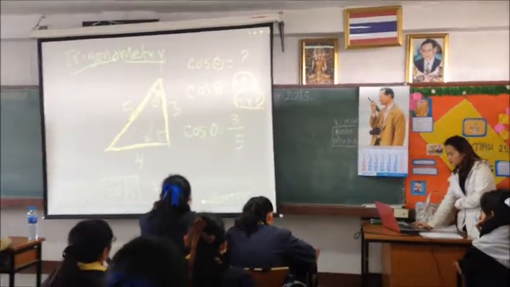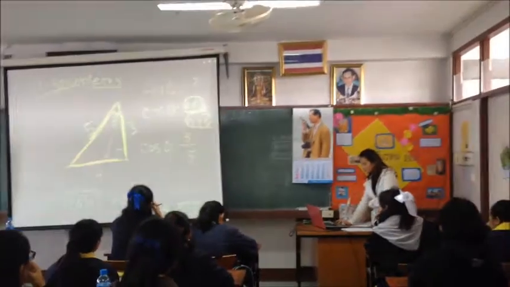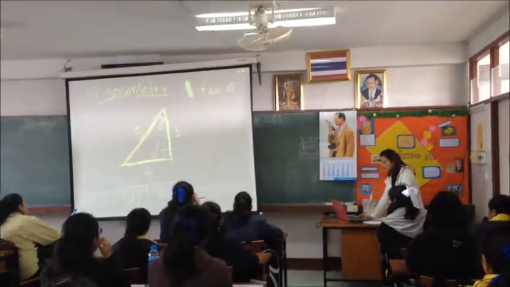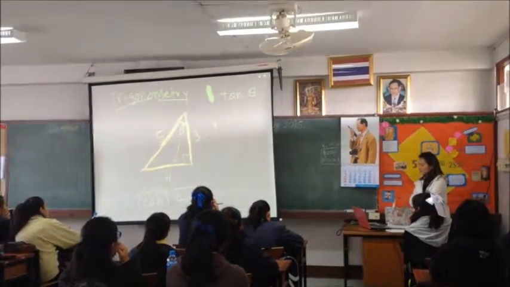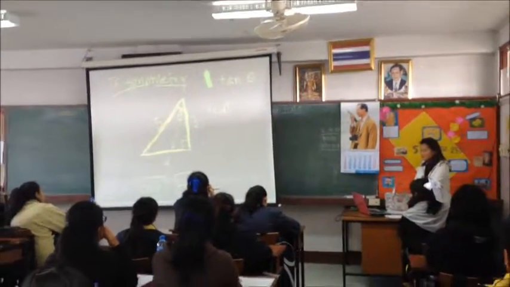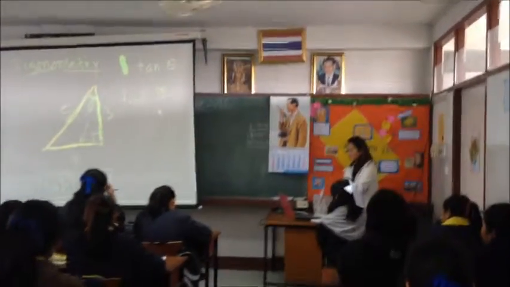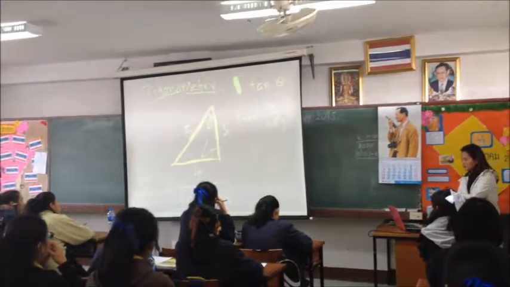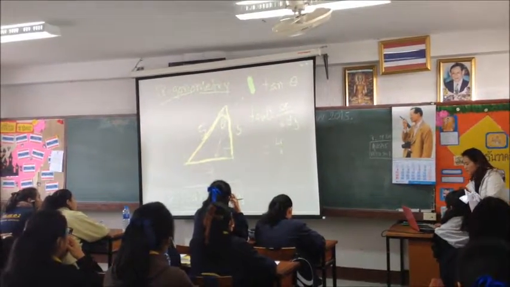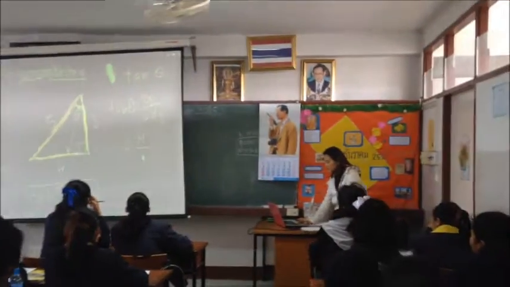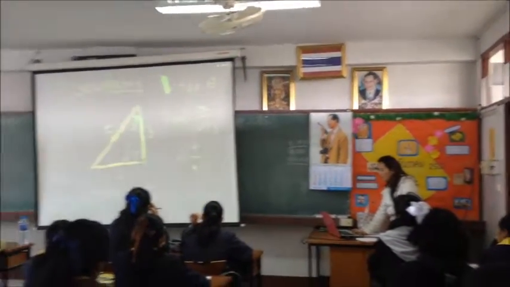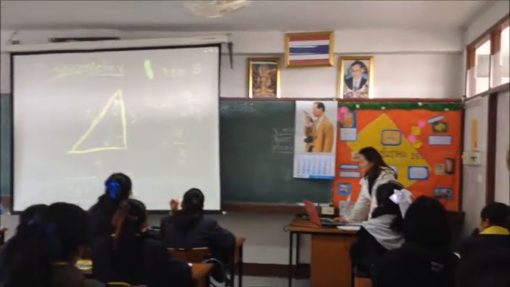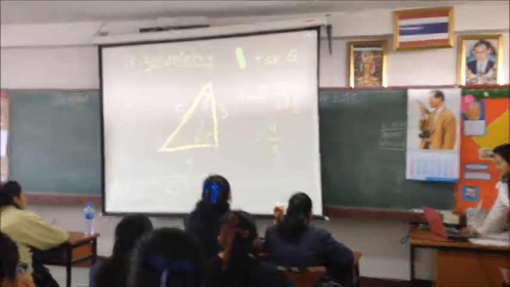Let's do another one. And the last one. The tangent is the opposite over the adjacent. So tan of theta is equal to opposite over adjacent. That equals, well, what was the opposite side? Right, the opposite side was 4. And what was the adjacent side? 3. Great. The tangent of this angle is 4 over 3.